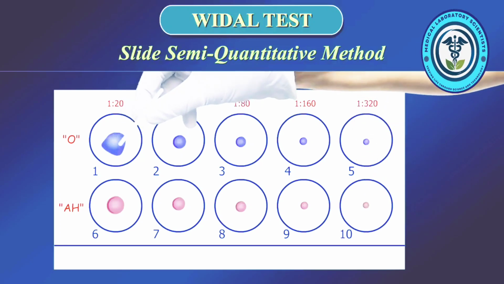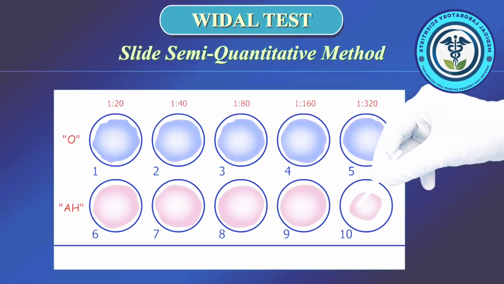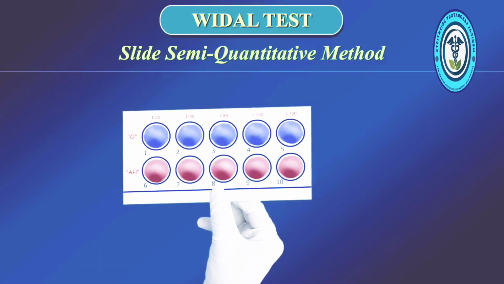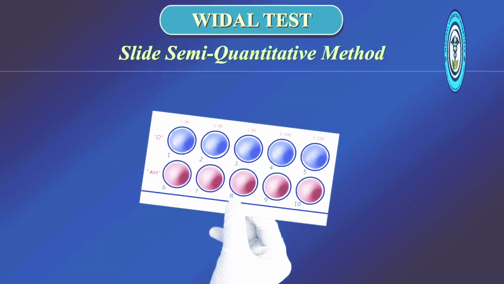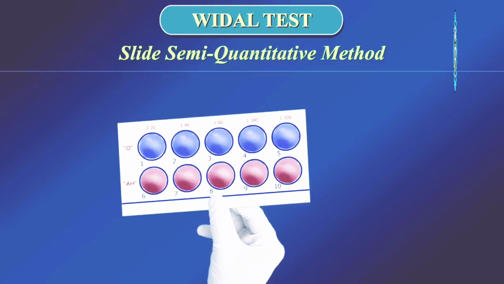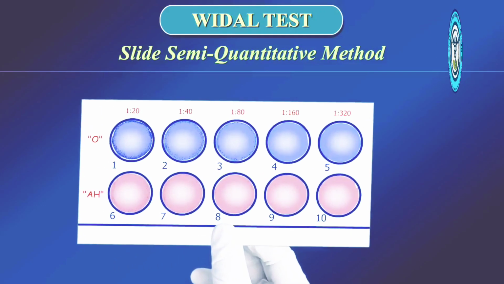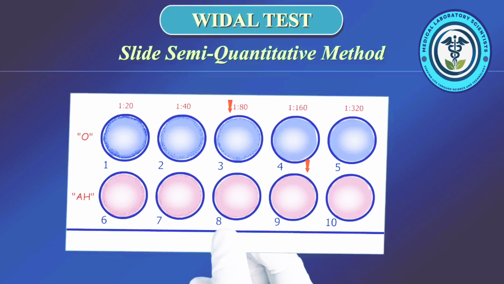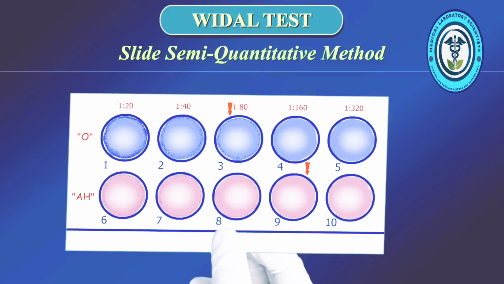Using separate mixing sticks, mix the contents of each circle uniformly over the reaction circles. Rock the slide gently back and forth. Observe for agglutination macroscopically within 1 minute. Interpretation of result. Agglutination is a positive test result. The titer is reported as a reciprocal of the highest dilution, which shows a positive test result.